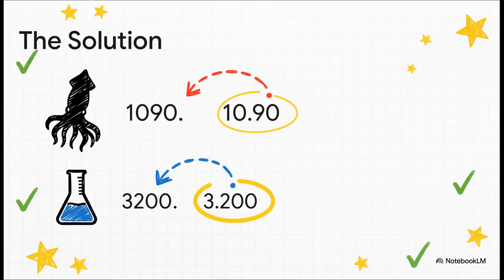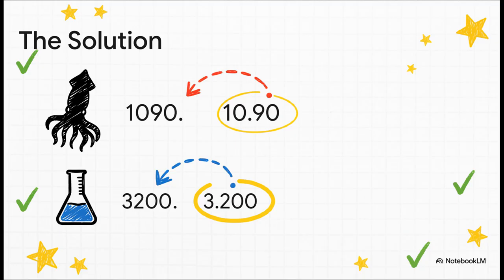All right, did you do it? Are you ready for the big reveal? Let's check your answers. For that giant squid, going from centimeters up to meters is 2 hops up the ladder. That means 2 hops to the left for our decimal. So 1,090 becomes 10.9 meters. And for the water sample, we already know that one. Milliliters to liters is 3 hops up the ladder. So 3 hops to the left. 3,200 becomes 3.2 liters. If you got those right, that is absolutely amazing work.